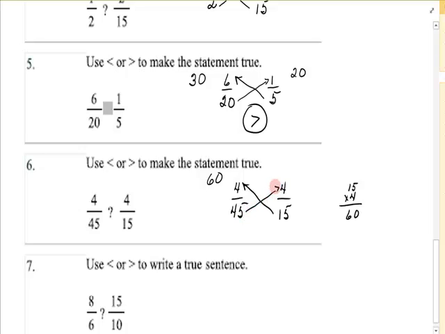Then I have 45 times 4. That's definitely going to be bigger than 60, but 4 times 5 is 20. Carry the 2. That's 16, 18. So 180. 60 is what 180? It is less than.